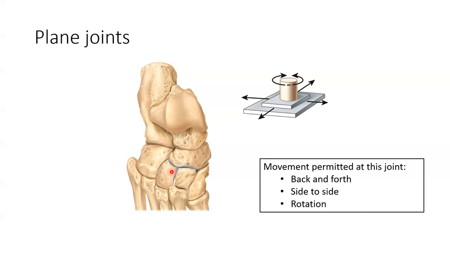So starting with our plane joints, the articulating surfaces of the bones in this type of joint are either flat or slightly curved. Plane joints permit back and forth movement or side to side movement, although sometimes they can actually rotate up against one another. Some examples of plane joints are the intertarsal joints between the tarsal bones of the ankle, and the intercarpal joints between the carpal bones of the wrists. So you've got these flat or slightly curved surfaces rubbing up against each other, either side to side, back and forward, or on some occasions, rotating around.